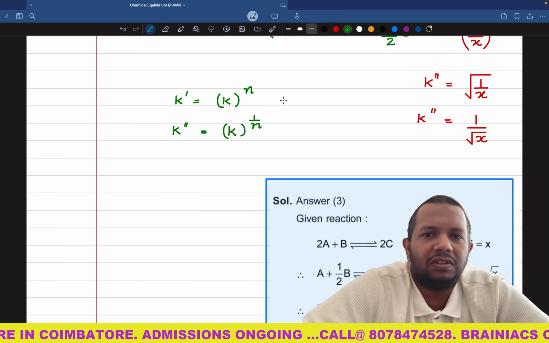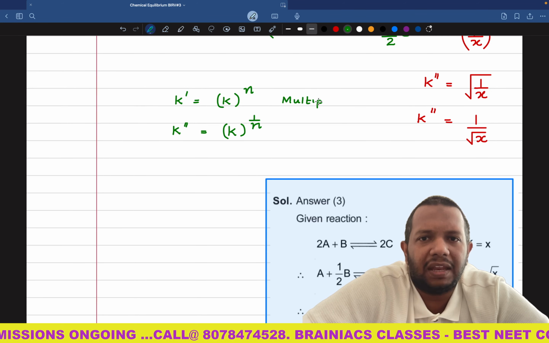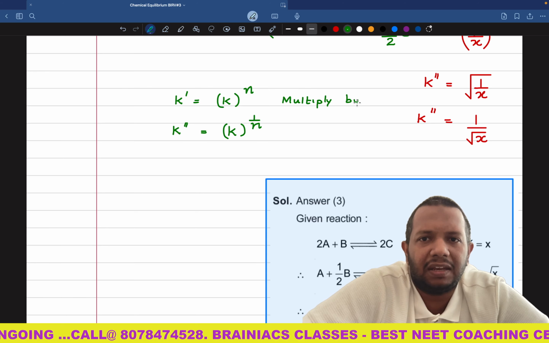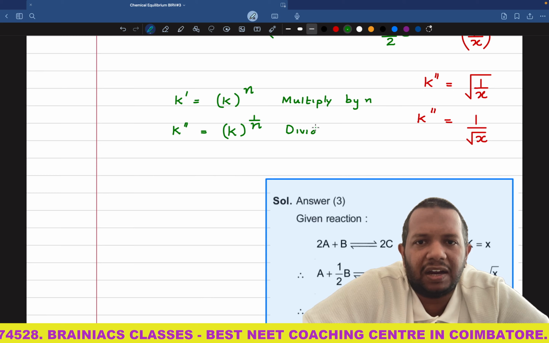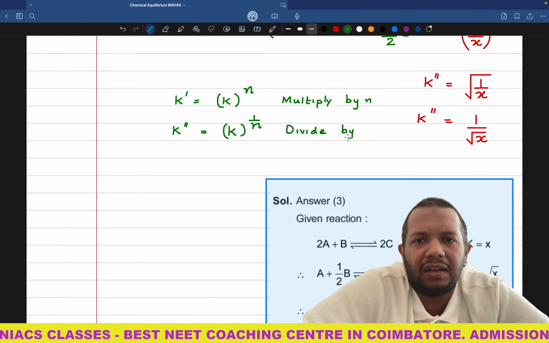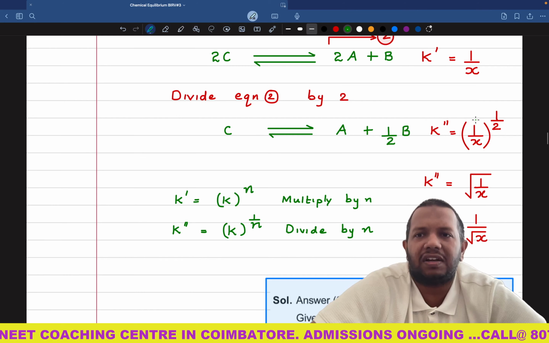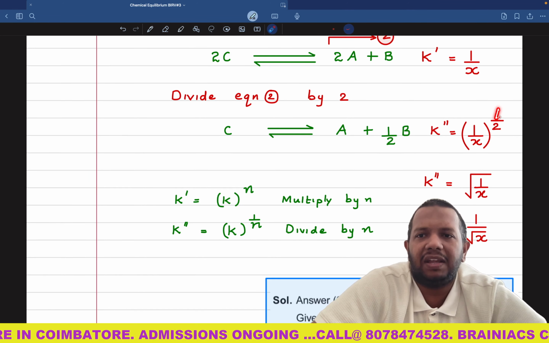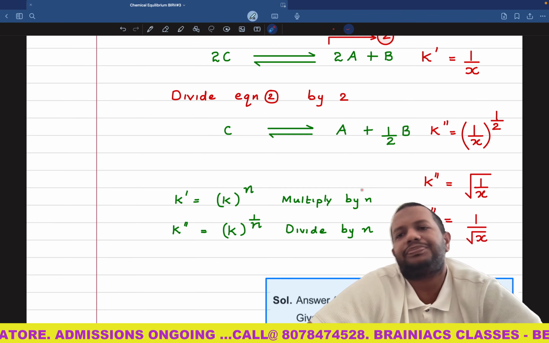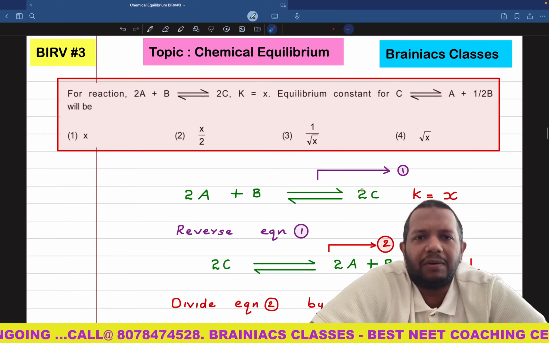So this is the case of multiplying by n, and this is the case of dividing by n. Here it was division, so that's why I have written 1 divided by the divided number, that is 2. Hope you understood.